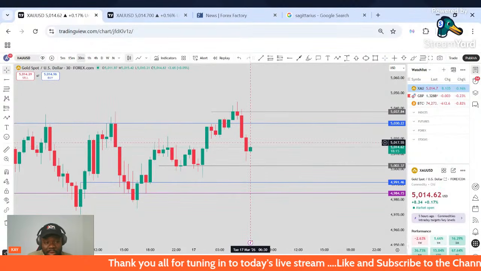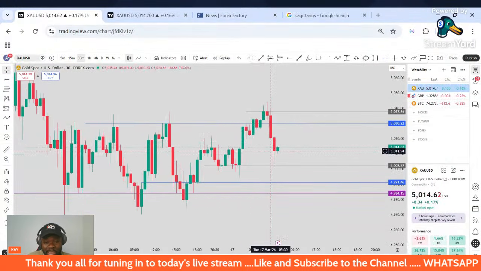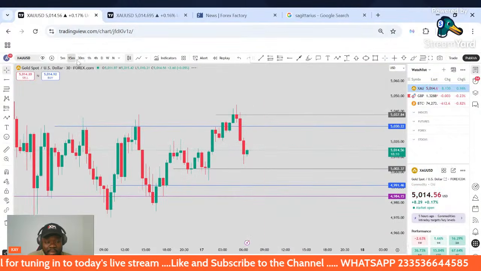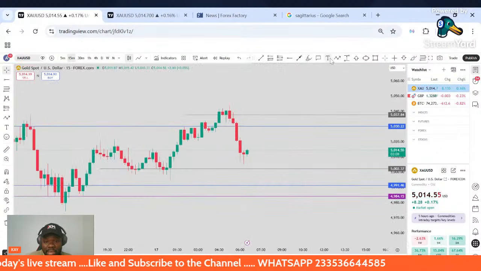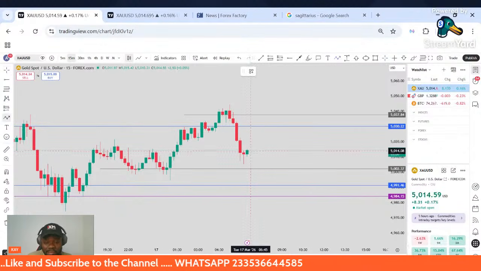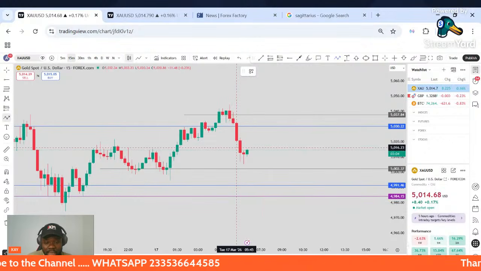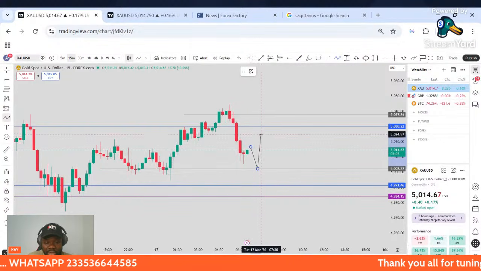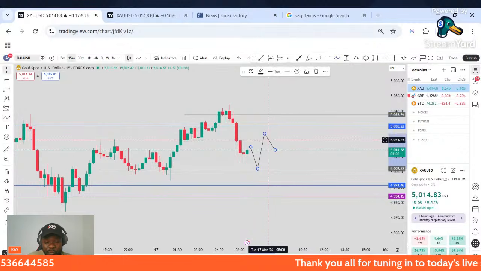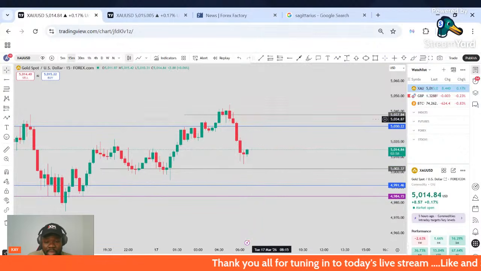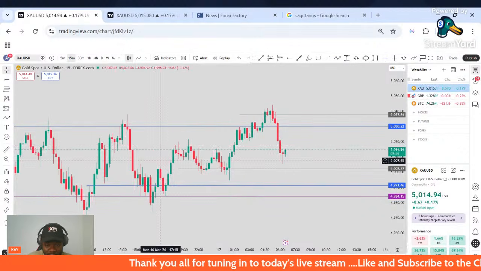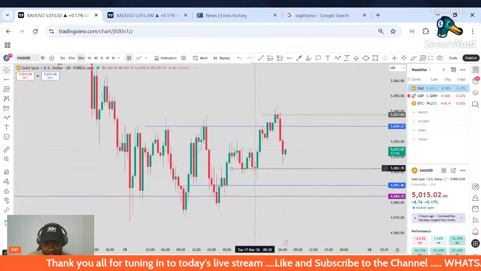So the only time I will take a buy on this chart is when I see a shift in trend, because they are all in a downtrend. So I need to see a shift in trend like this before I'll go in for a buy. So at this point with this chart, I'm only interested in a sell over here.